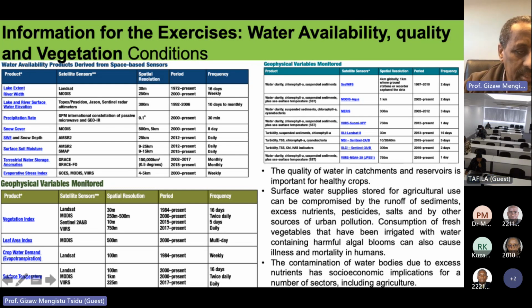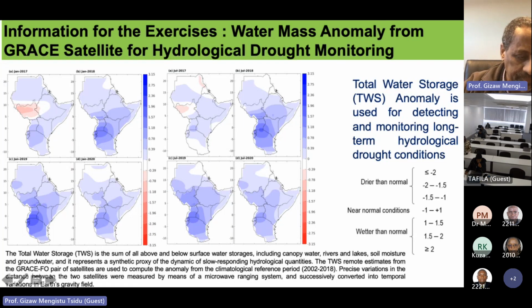You can see other satellites which look at, let's say, lake and river surface water elevation, such as TOPEX Poseidon, JASON, a Japanese satellite, and Sentinel-1, Sentinel radar. It's a radar. These are active remote sensing. Sentinel radar altimeters, sorry.